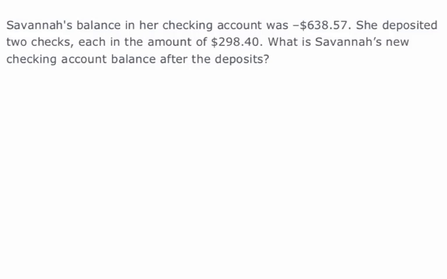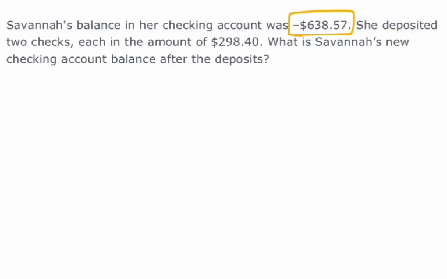Savannah's balance in her checking account was negative $638.57. She deposited 2 checks, each in the amount of $298.40. What is Savannah's new checking account balance after the deposits? So, we have a negative amount that we start with, and that's really important because it'll help us determine if our answer should be positive or negative.